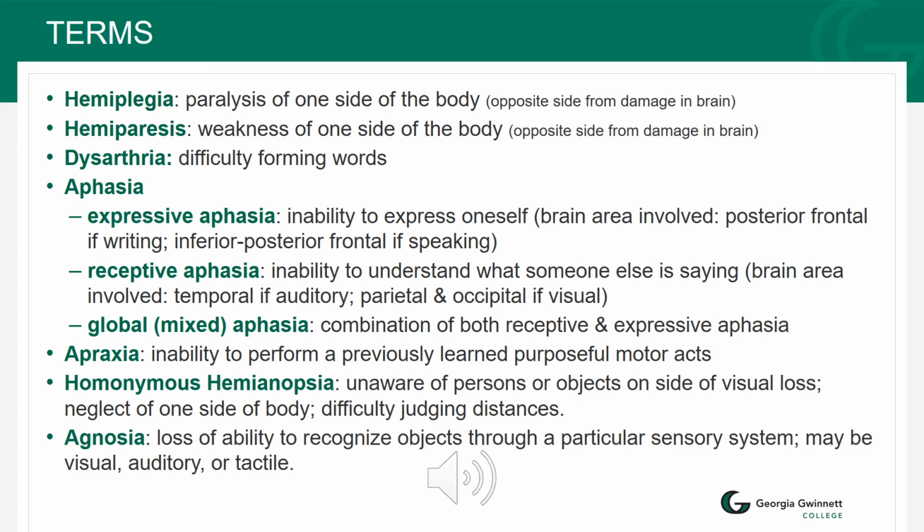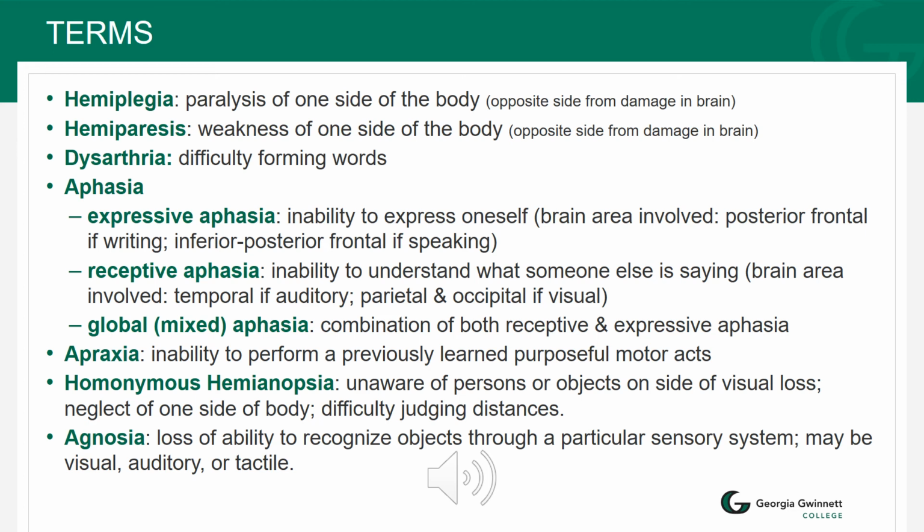And there's 3 different types of aphasia. The first one I have listed here is expressive aphasia. That is the inability to express oneself. Receptive aphasia is inability to understand what someone else is saying. And global aphasia is the combination of both receptive and expressive. And on the next slide, I have put in a little table that demonstrates the brain area that's involved for each of the different aphasias.